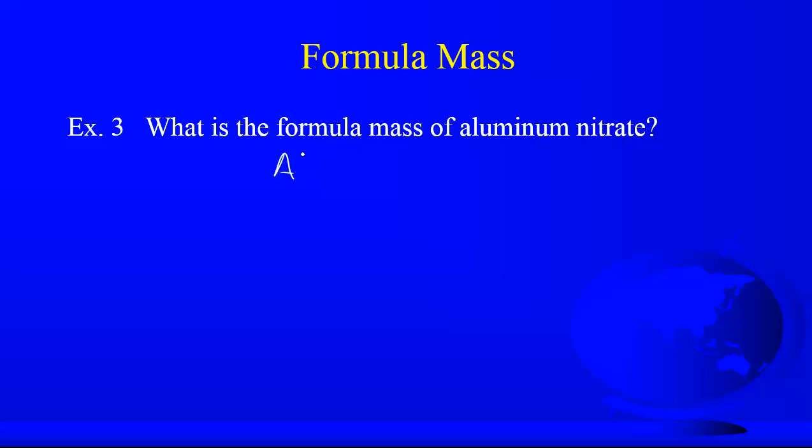Al for aluminum. And then in brackets, NO. Or parentheses. What did I say? Brackets. That's what I've done. Same step. NO3, close bracket, 3. Why is it 3? Because aluminum is plus 3, nitrate is negative 1, you'll need 3 of them.